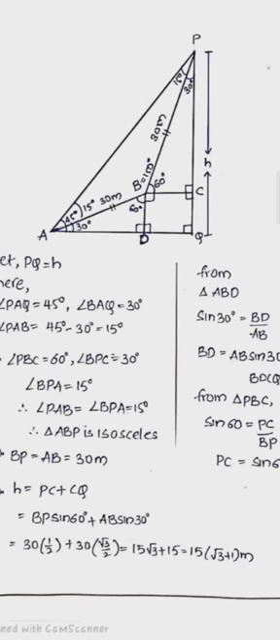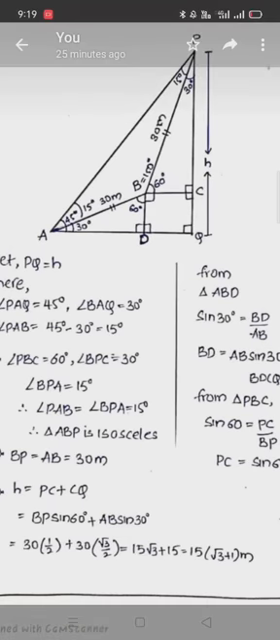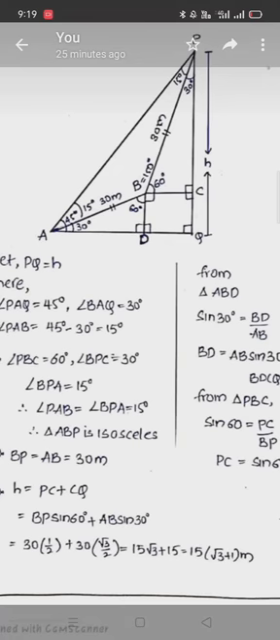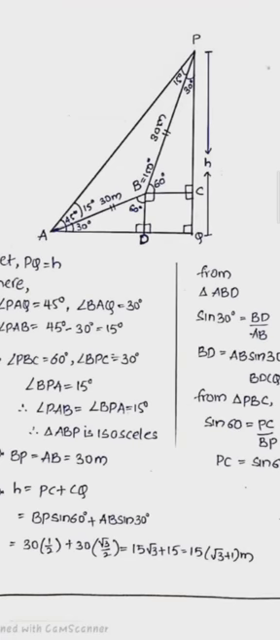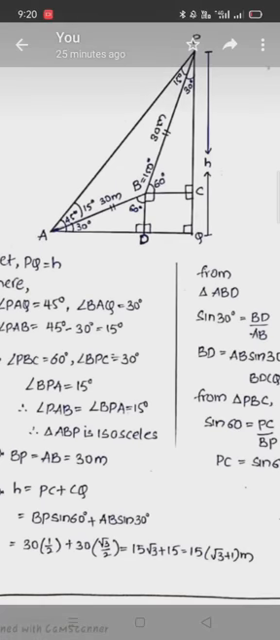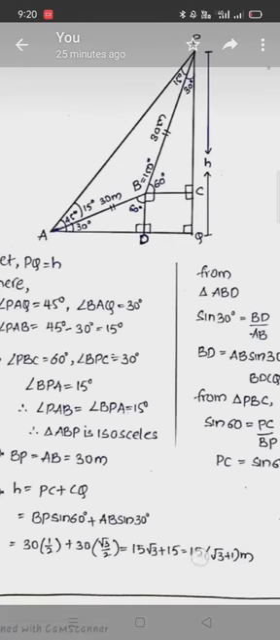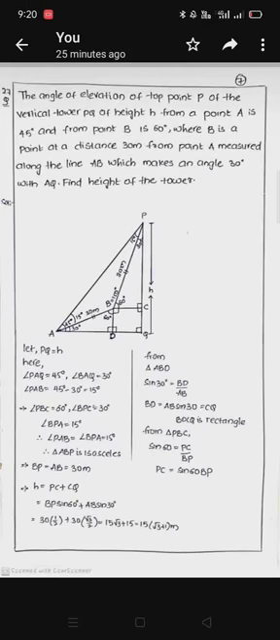Now what are we getting? This 30 cancels with the 2, and only 15 remains. Next, this 2 cancels, and 30 remains with root 3. So 15 root 3 plus 15. What can we do here? 15 is the common term. When I take 15 common, it remains 15 into root 3 plus 1 meters. So the value of h is 15 into root 3 plus 1 meters.